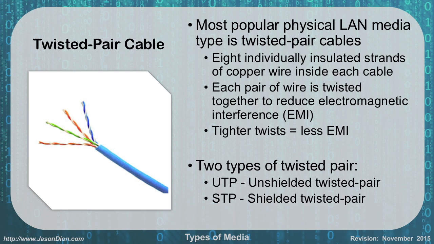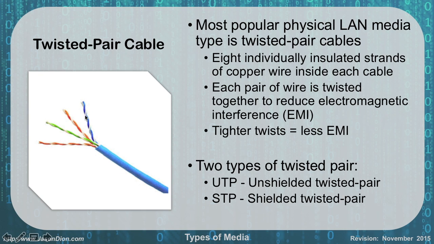The next type of cables that we have is what we call our twisted pair cables. Okay? This is the most popular LAN media that we use today, and it's called twisted pair. Basically, we have 8 individually insulated strands of copper wire inside of each single cable. So when I talk about the cable itself, I'm talking about everything concealed inside this blue jacket.